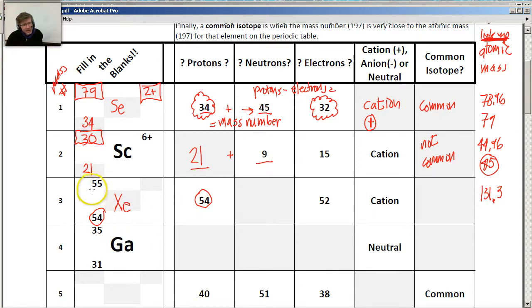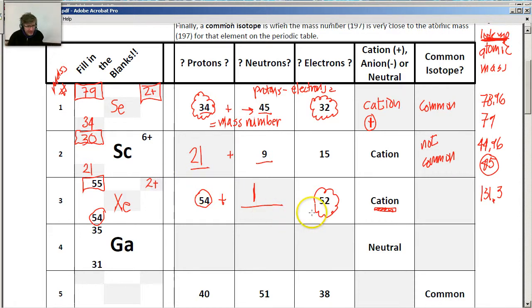Alright, but you know what here? I've got the mass number here, and I know that equals 54 plus something. I know that my mass number equals protons plus neutrons. So what plus 54 equals 55? Well, 1. 1 neutron in this whole atom. And so we're done with that one. This is another cation. We expect the number of protons to be more than the number of electrons. So 54 minus 52, protons minus electrons, equals 2 plus.